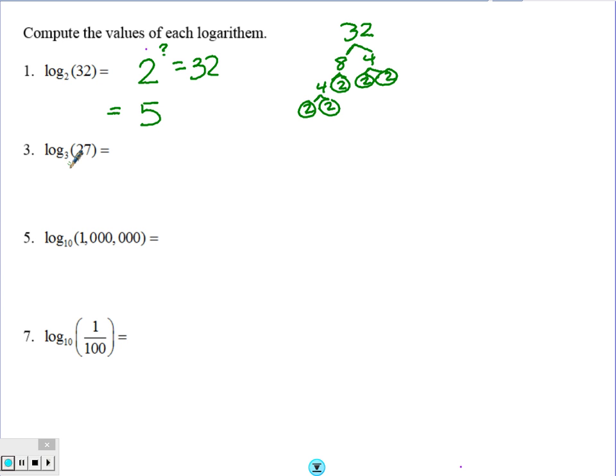Now let's just say 3 to what power gives me 27? Well, 27 breaks down, 9 times 3, 3 times 3. I have 3 to the third power, so I'm going to write 3. 3 to the third power is 27. Base of 10. 10 to what power gets me 1,000,000? This one is easy in a sense because I just need to count up my zeros, and 10 to the sixth power is 1,000,000.